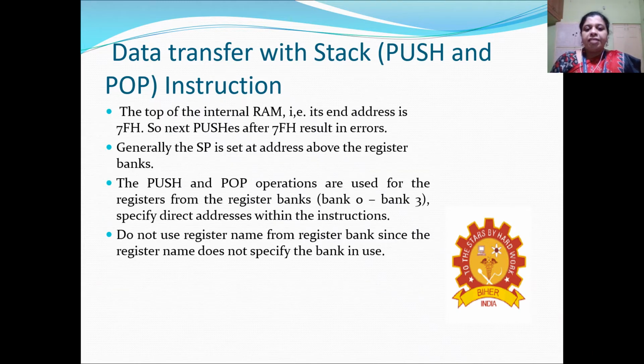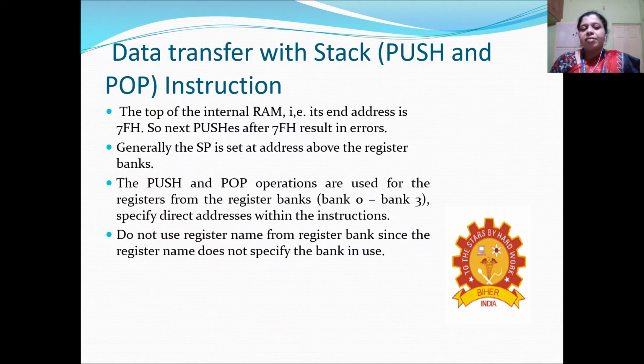So next, suppose for example, let us assume that the end address of the RAM is 7F. So when you are using the PUSH instruction after this, it will result in an error. Why? Because 7F is the end address. When we are using the PUSH instruction, we have to increment by 1, which is not possible in this case.